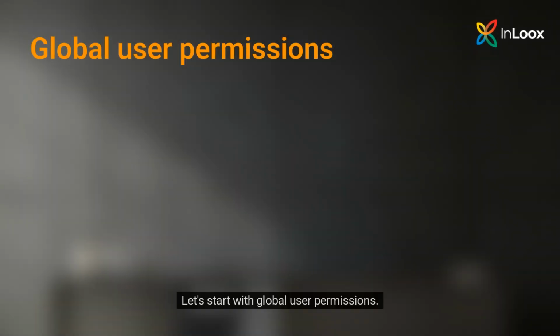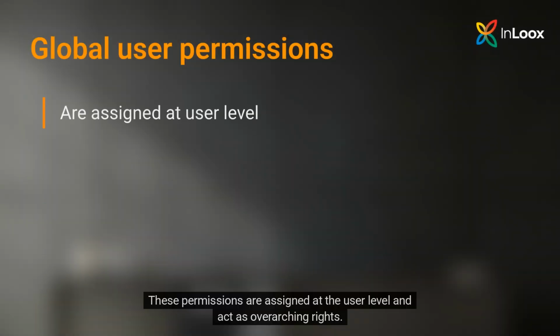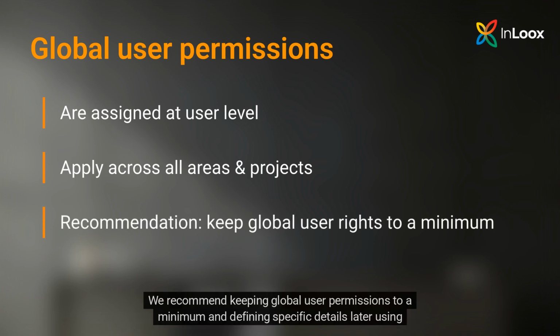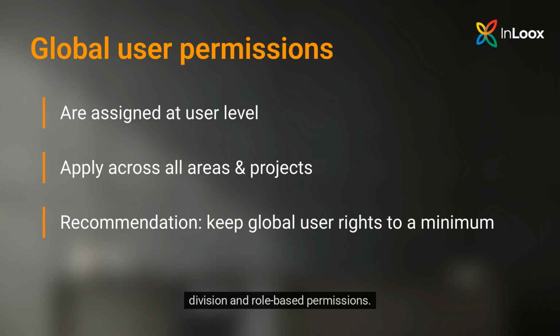Let's start with global user permissions. These permissions are assigned at the user level and act as overarching rights. In practice, this means the user holds these permissions across all areas and projects within the InLoox account. We recommend keeping global user permissions to a minimum and defining specific details later using division and role-based permissions.